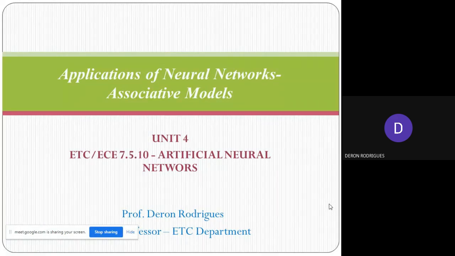In today's class, we shall start with Unit 4, that is associative models. I would continue with what neural networks could be used for. We have seen that they can be used for classification, clustering, vector quantization, regression, and so many other things. Today we shall see how the neural network can be used for association. So Unit 4 deals with association and associative models.